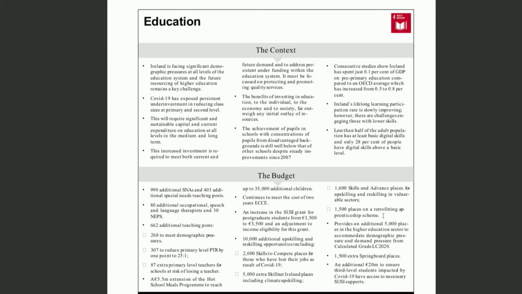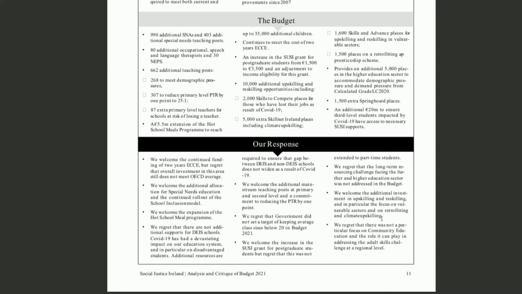COVID-19 has exposed persistent underinvestment in terms of class sizes. We have some of the highest class sizes in Europe. And despite progress in reducing the attainment gap between DEIS schools and non-DEIS schools, a gap still remains. And we also face challenges in terms of adult skills and lifelong learning. So there was significant investment in the budget in terms of posts at primary and second level, and in terms of training and skills in further and higher education.